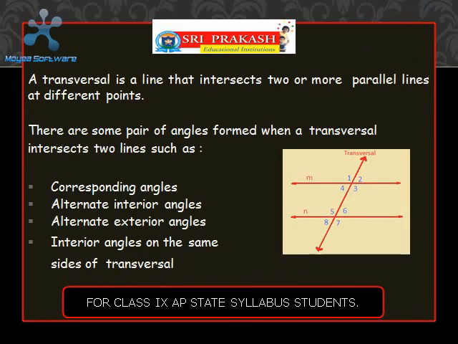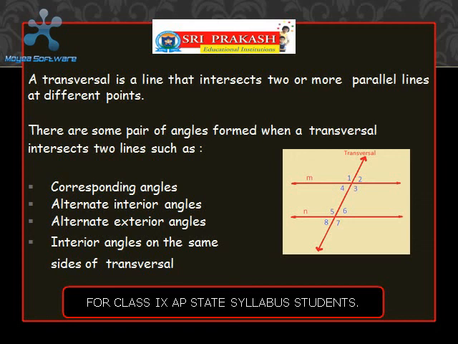Now observe the diagram. Here two lines are given, M and N, and line T intersects these two lines. So now here 1, 2, 3, 4, 5, 6, 7, 8 angles are formed.